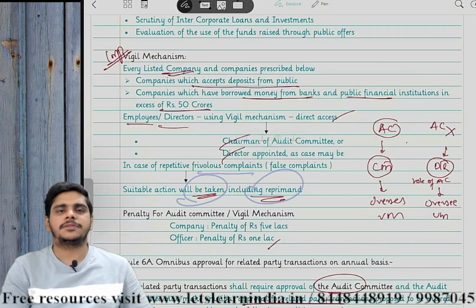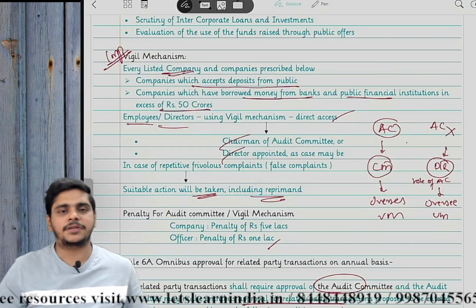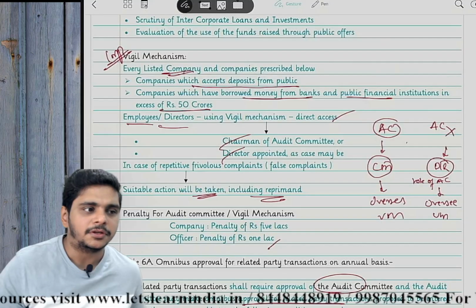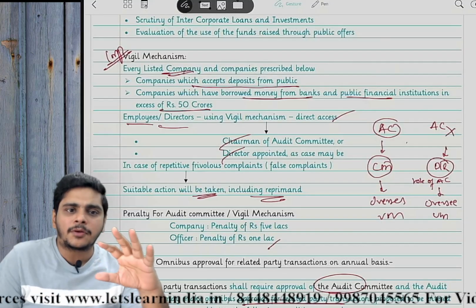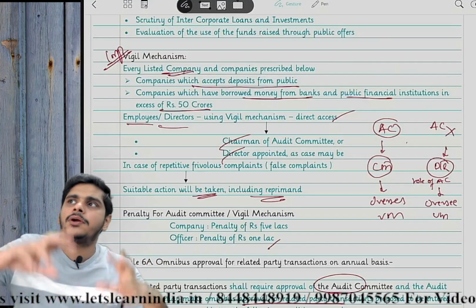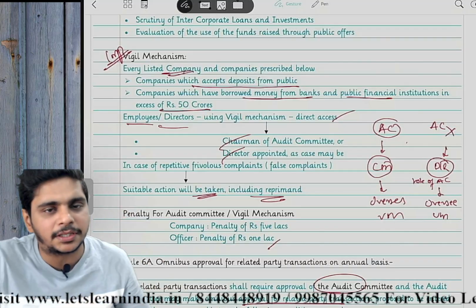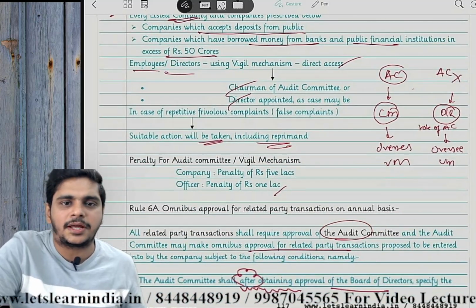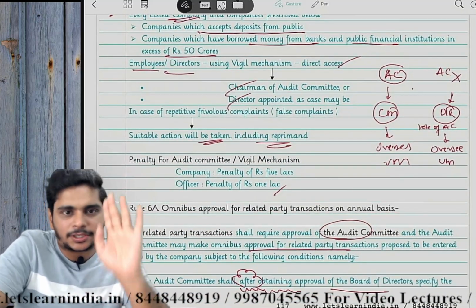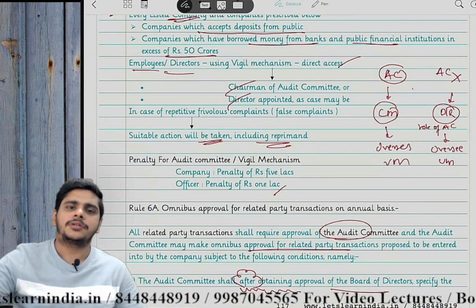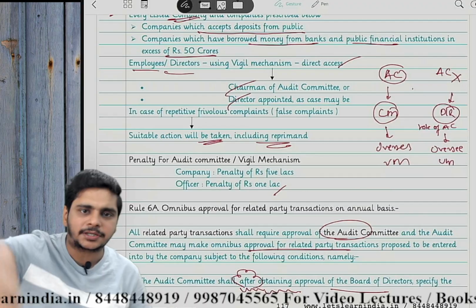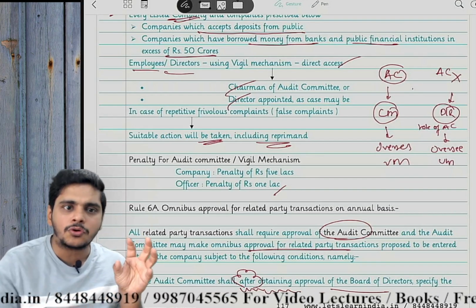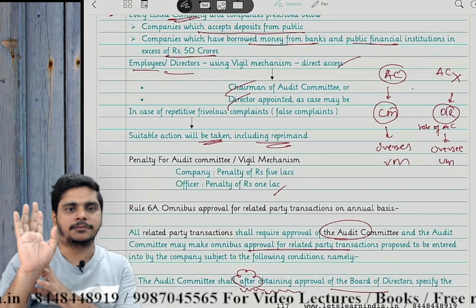So, vigil mechanism is important for a listed company and every company which has accepted public deposits or which has borrowed money from bank or FI in excess of 50 crore. It is basically for cases of employee fraud. Employees will not go and inform outsiders, but will start informing the department. The department is called vigil mechanism. They will have direct access to the chairman of the audit committee if an audit committee is there. If an audit committee is not there, the director who is appointed will be responsible. So, if you see some fraud, you go and inform that particular person.